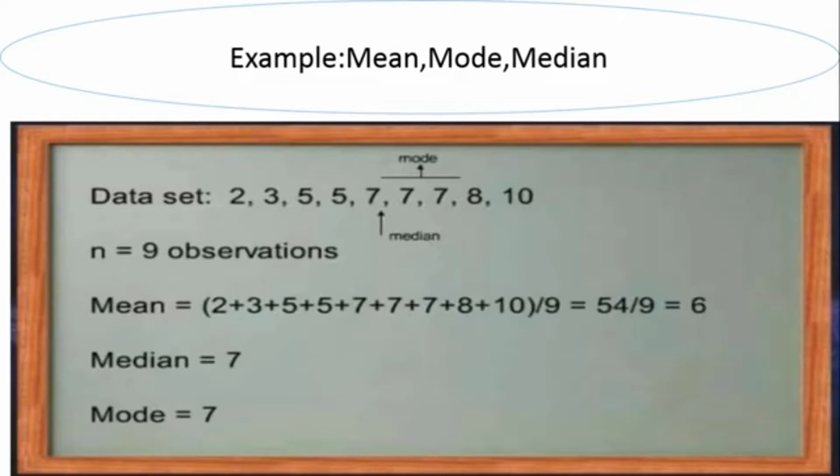The median is the value that divides our sample into 2 parts. The number 7 is the median, because it divides our sample into two parts: before and after the observation 7, we have the same number of observations, which is 4. So the median is 7. The mode is 7 because 7 has the highest frequency, which is 3. There is no other figure that appears more than 3 times as 7 does. So the mode is 7.